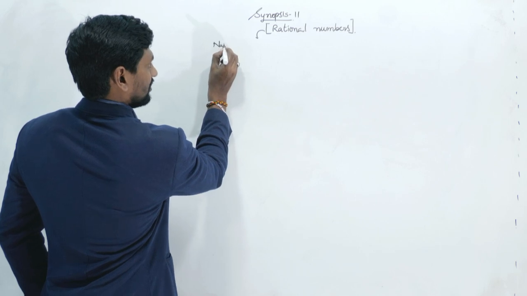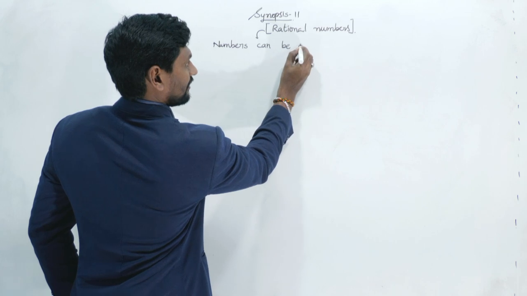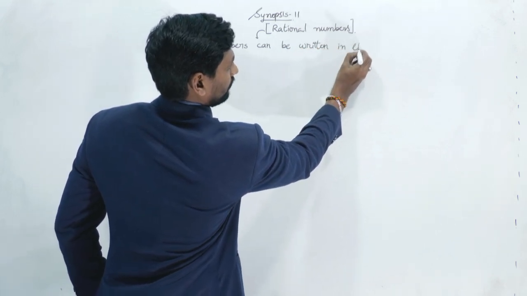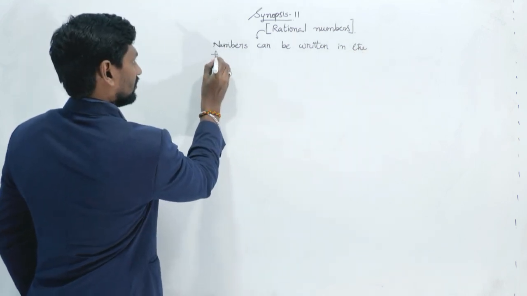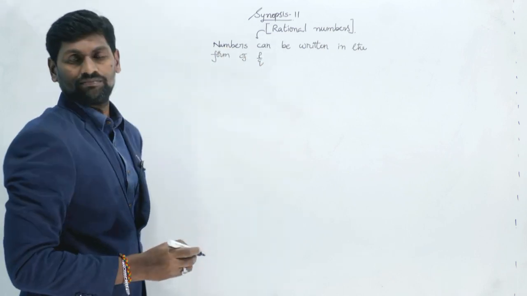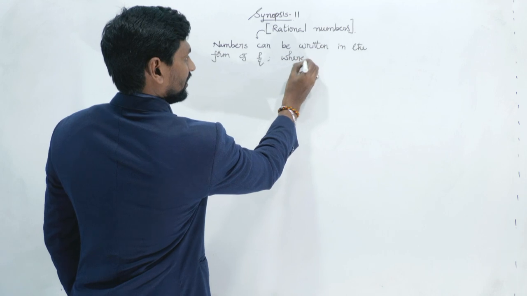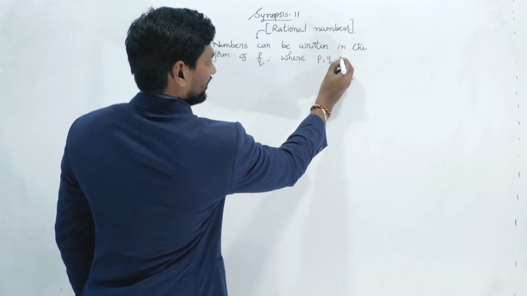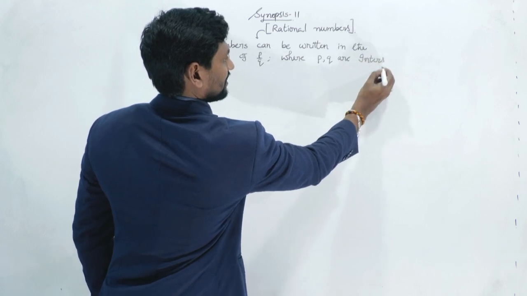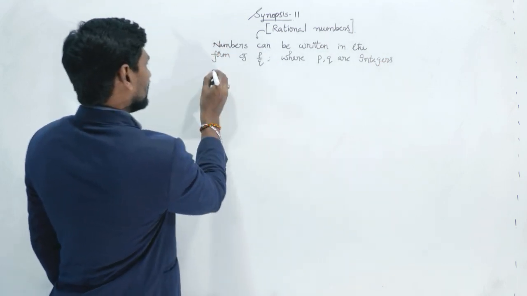Okay? So numbers that can be written in the form of p by q are called rational numbers. Here p, q are integers, p and q are integers, and q does not equal 0.